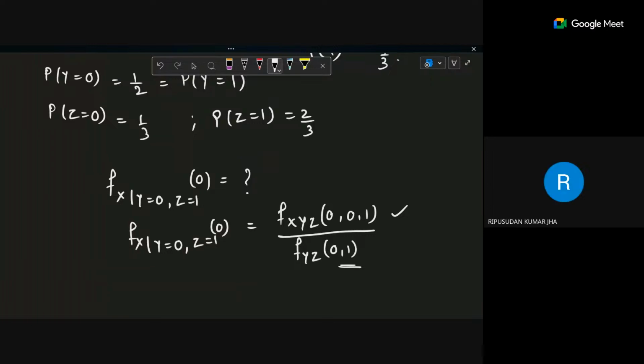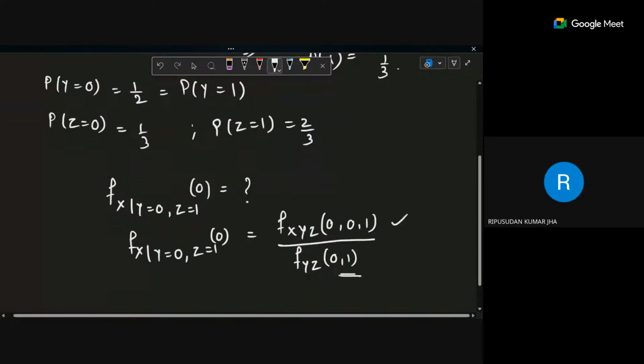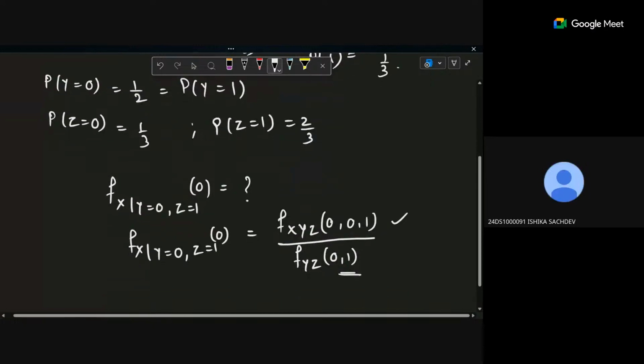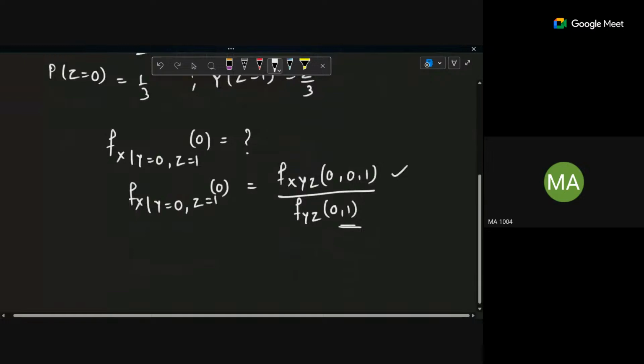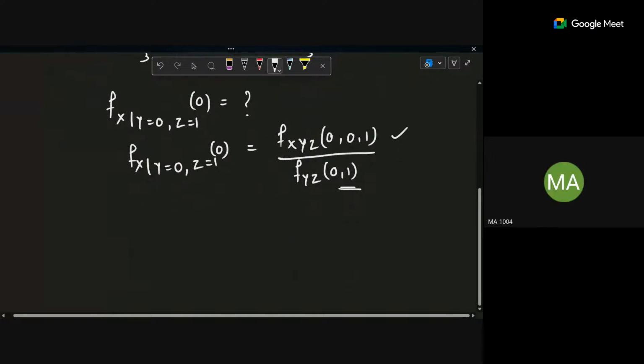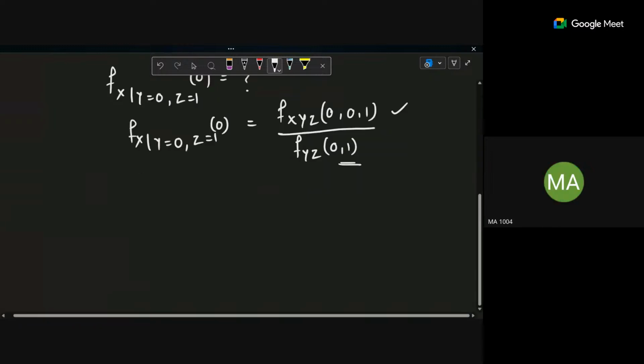Can anyone say? 1 upon 4. Is it so? Just check it once. 1 upon 3 or 1 upon 4? 1 upon 4, ma'am. Okay, just check it.